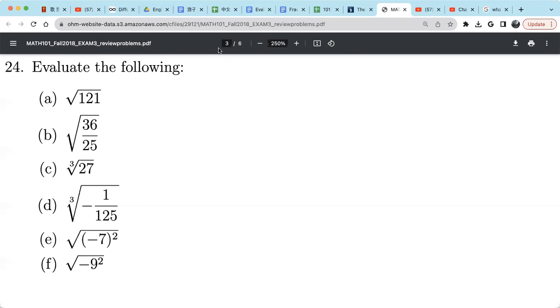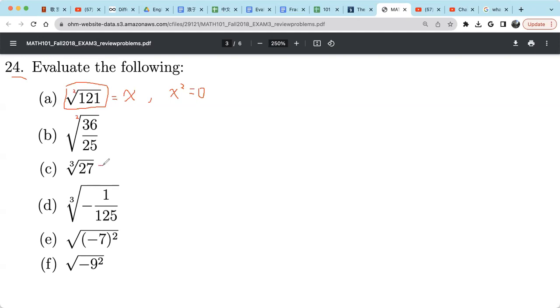Let's say 24. So we want to evaluate the following in radical signs, right? If there's no index, the index is 2 by default. The index 2. So what does this notation mean? This notation means, let's say this equals x. Then x squared is 121, right? That's what the radical signs mean here.